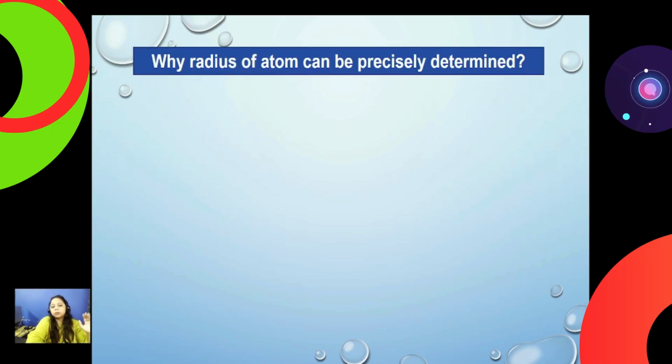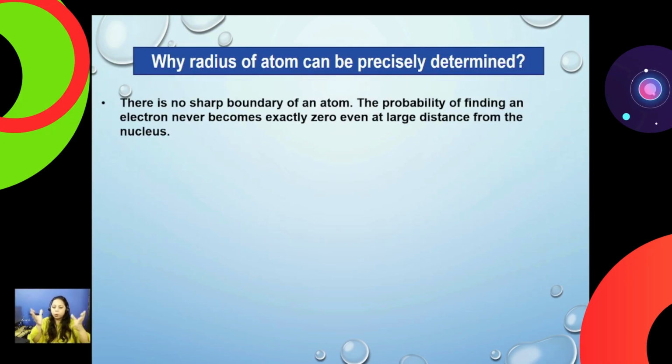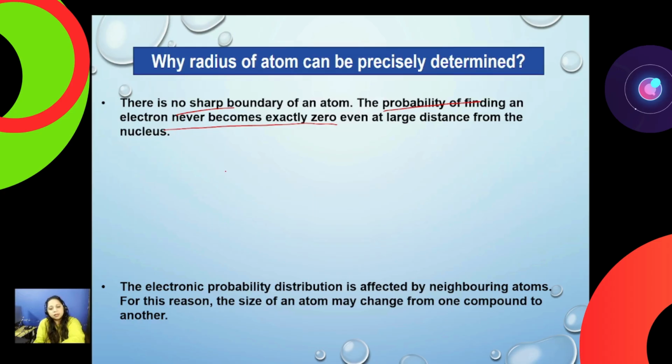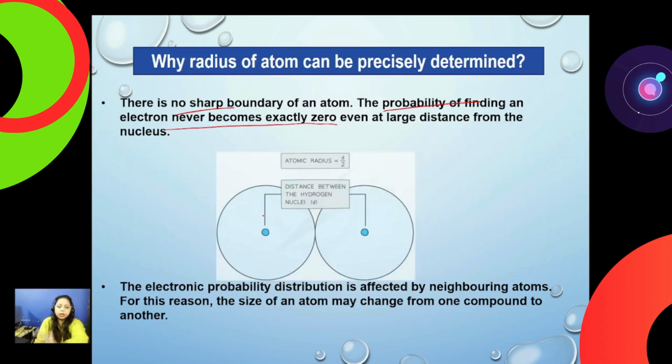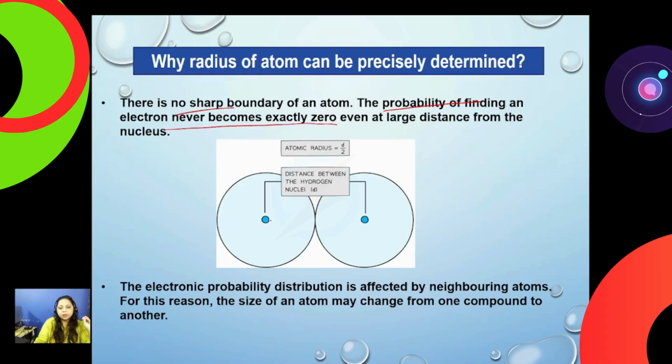So why do we take the radius? Why are we not taking the diameter? Why are we only focusing on the radius? Because there is no sharp boundary. As we have discussed earlier, the electron is constantly moving in different directions in a certain pathway, so the position is not fixed. The probability of finding the electron never becomes exactly zero, even at large distances. So we have to take the distance between two of the same atoms, and then divide it. We take the average.